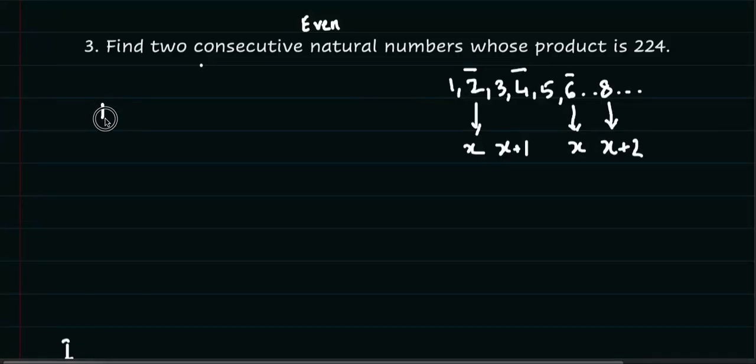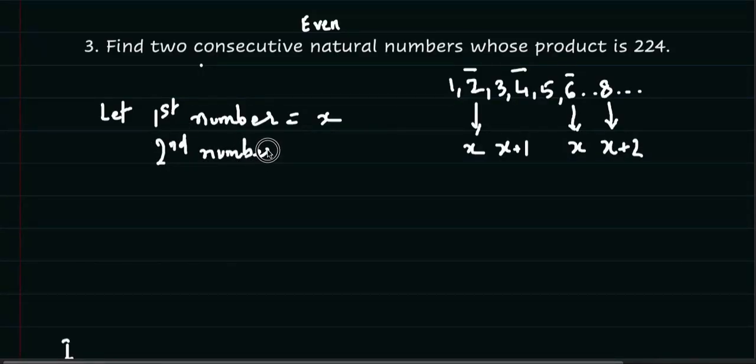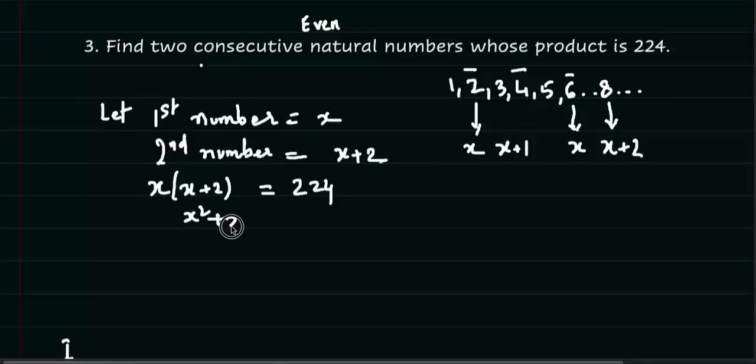So now let the first number be equal to x, and our second number, consecutive even number, is x plus 2. If you multiply those two, the product should be how much? 224. x square plus 2x minus 224 equal to 0. If you multiply, you should get negative 224. If you add, you should get 2x.